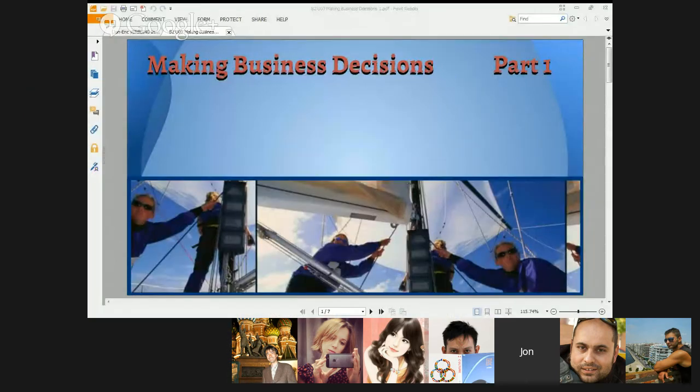Well, there appears to be someone driving a sailing boat, and they seem to be making fast decisions. I suppose these pictures are from an advertisement for a sales school. And what does that have to do with decision making? What's the connection? Or for a marketing company.